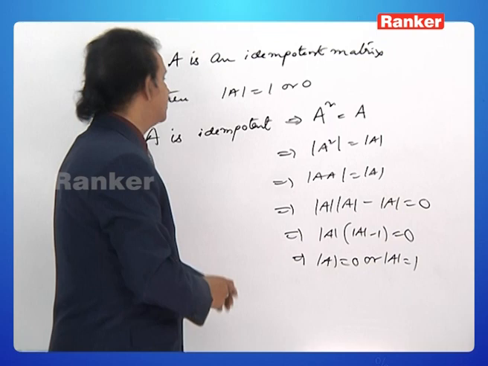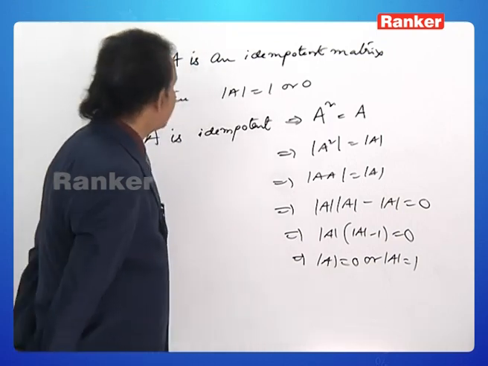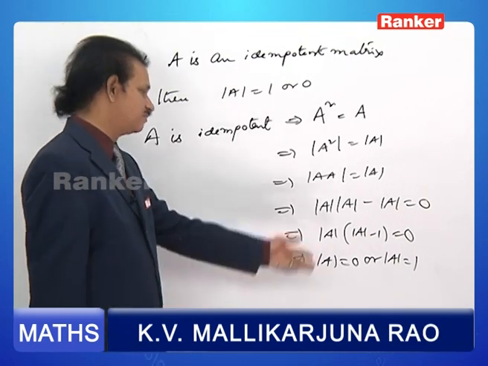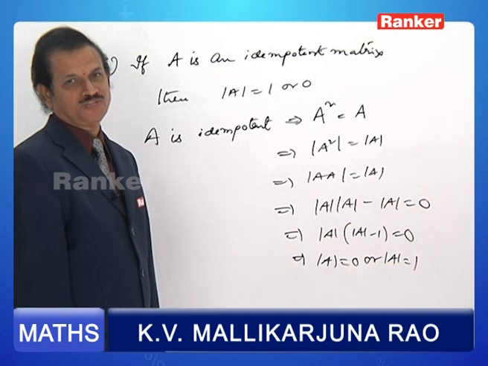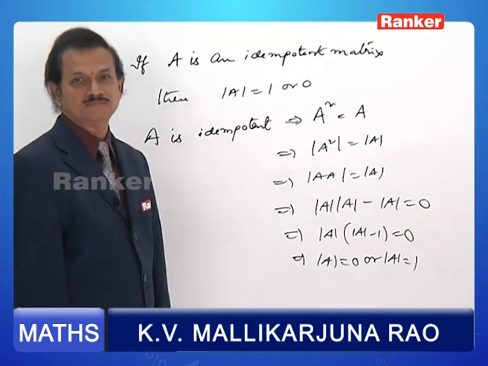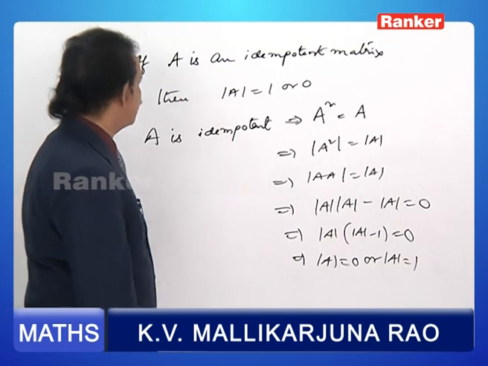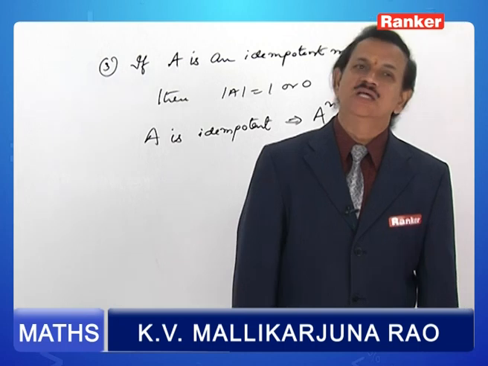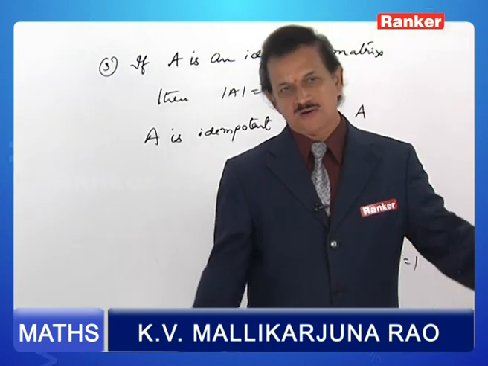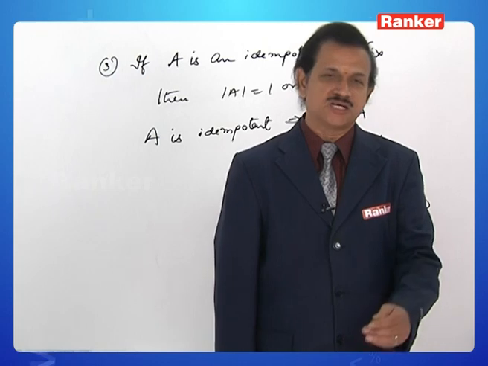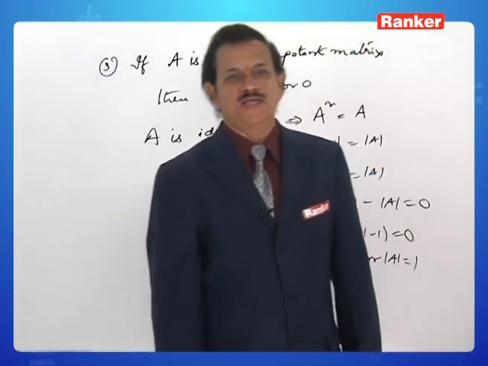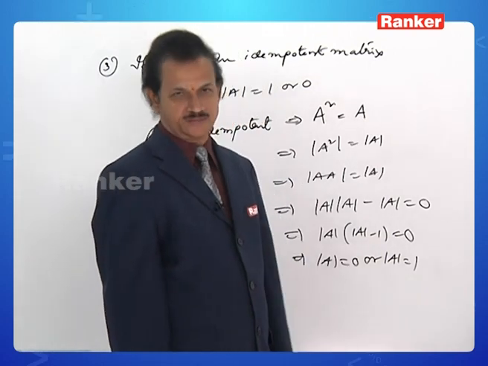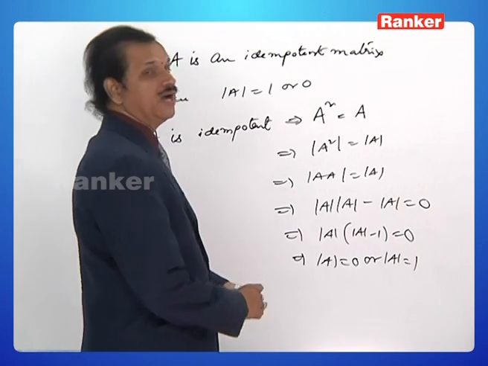One more familiar result is here. If A is an idempotent matrix, provided A contains all real numbers as its entries, then only this becomes true: det A is equal to 0 or det A is equal to 1. Isn't it? So, it is a beautiful case to observe. If A is an idempotent matrix, then its determinant is either 0 or 1. That is, either it is singular or it has a unit determinant. Okay, this is about idempotency.